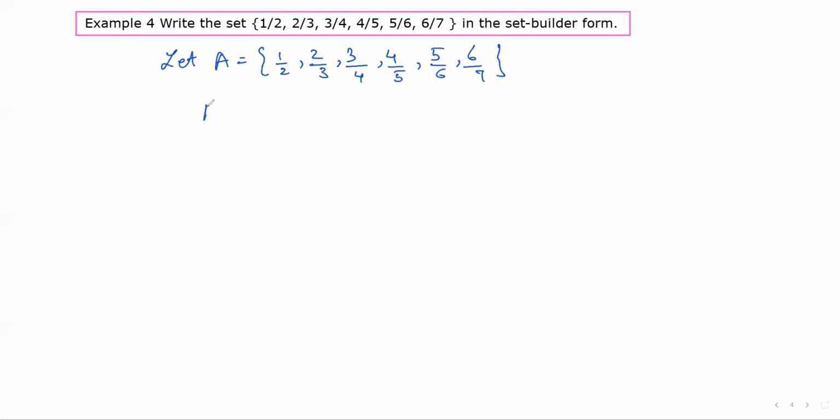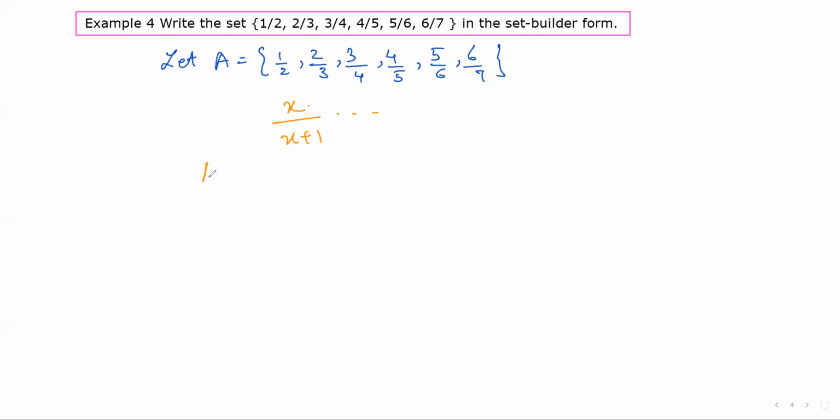If you consider the numerator as x, then the denominator seems to be x plus 1. For every value, if x is equal to 2, you get 2 plus 1, 3 in the denominator. For 3, you get 4 in the denominator, and so on.